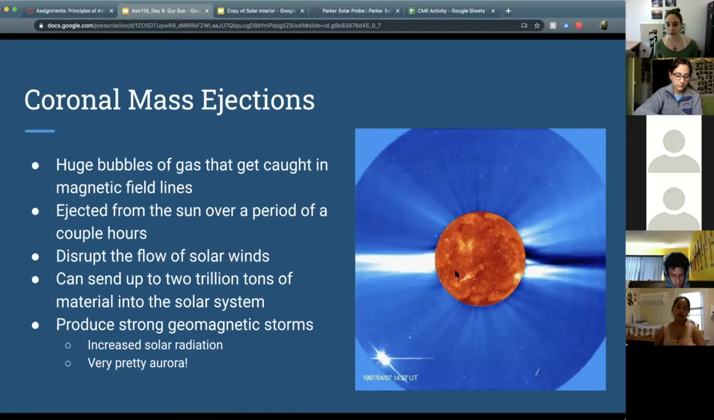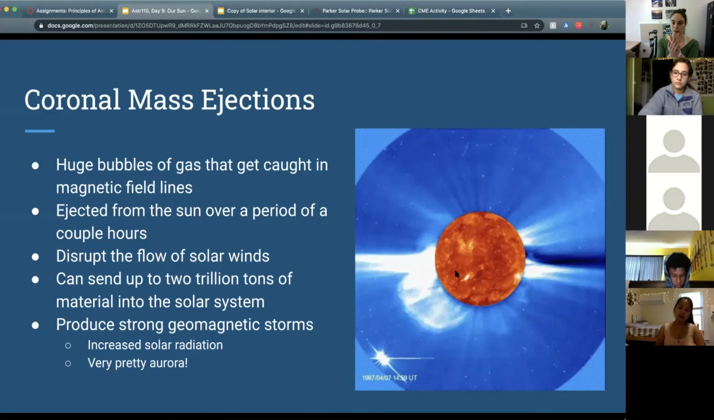So normally we can't really observe the corona. In order to do that, we put a mask on our telescopes that blocks all the sunlight so we can see the corona, the lower density material around it.